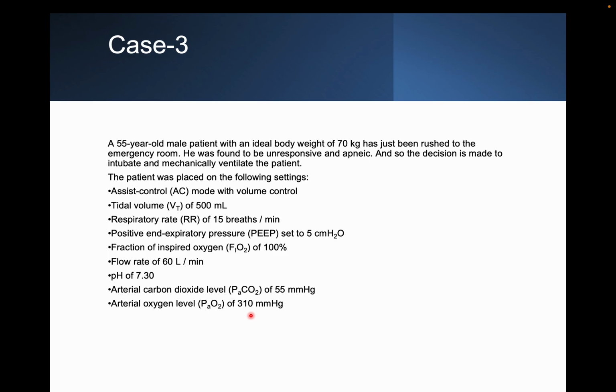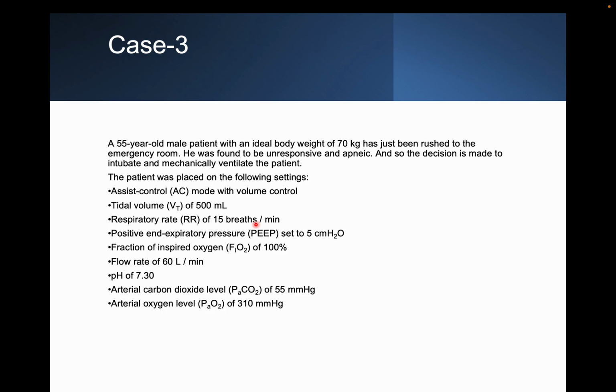So what do you do in this patient? Definitely there is some amount of acidosis present. The pH is on the lower side, and there is some amount of CO2 retention. PO2 is also on the higher side. This is assist control ventilation. Tidal volume is 500 ml. Generally 8 ml per kg times 70 is around 560 ml. Respiratory rate is 15 breaths per minute. PEEP is 5. So what do you do in this patient?